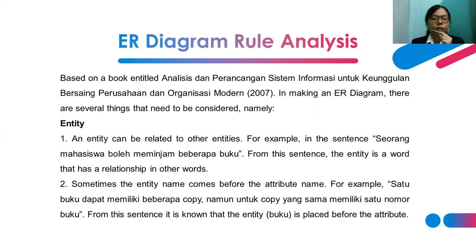Sometimes the entity name comes before the attribute name. For example, satu buku dapat memiliki berapa kopi, namun untuk kopi yang sama memiliki satu nomor buku. From this sentence, it is known that the entity, book, is placed before the attribute.